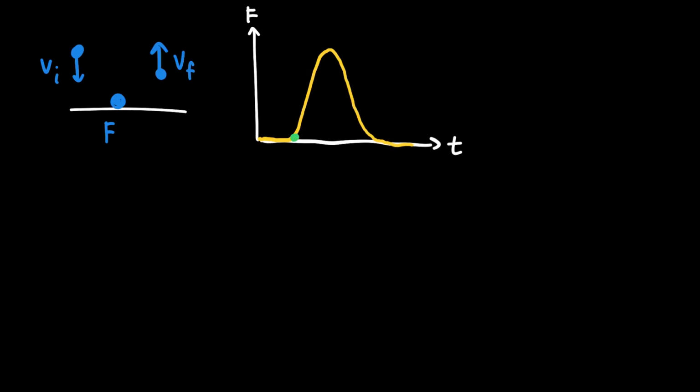This point here, where the force starts to be exerted on the ball, is the point where the contact between the ball and the floor begins. And maybe that happens at a time t initial. And then this point here would be the point where the contact between the ball and the floor ends. And I'll call that t final.